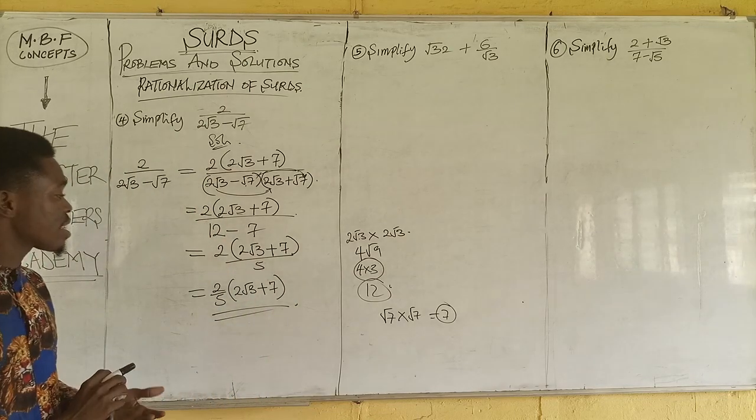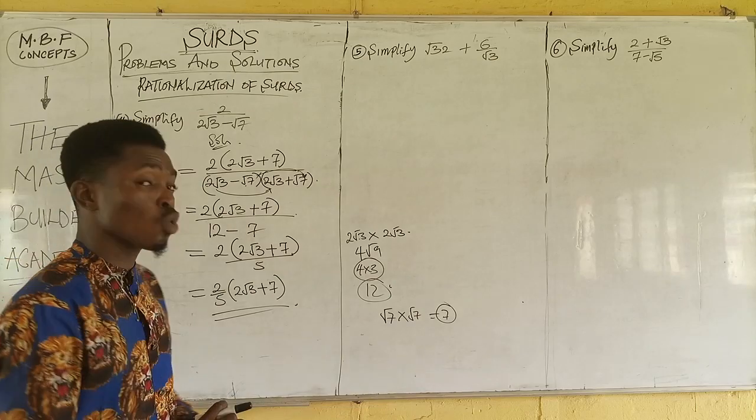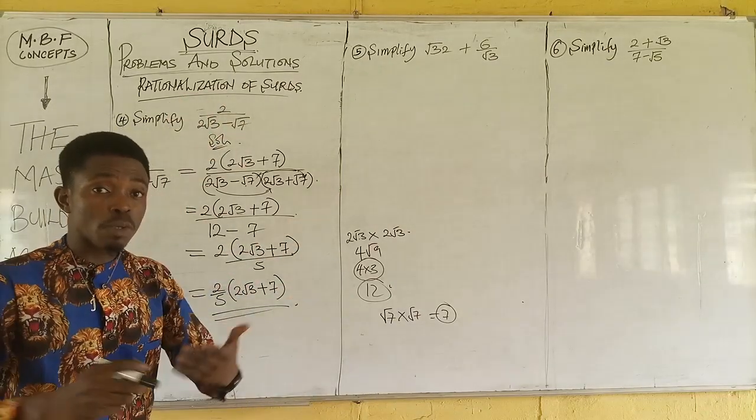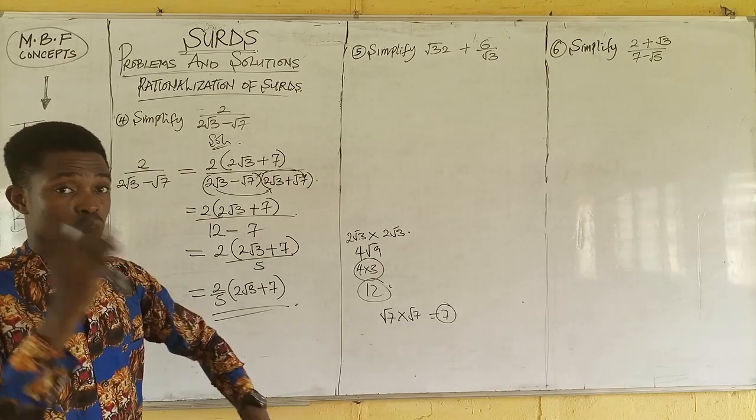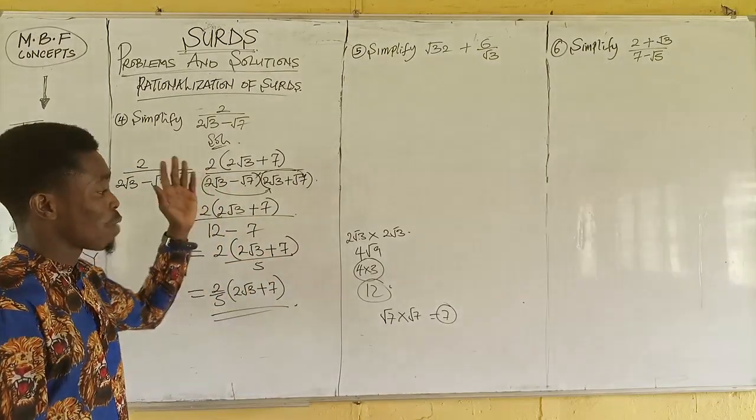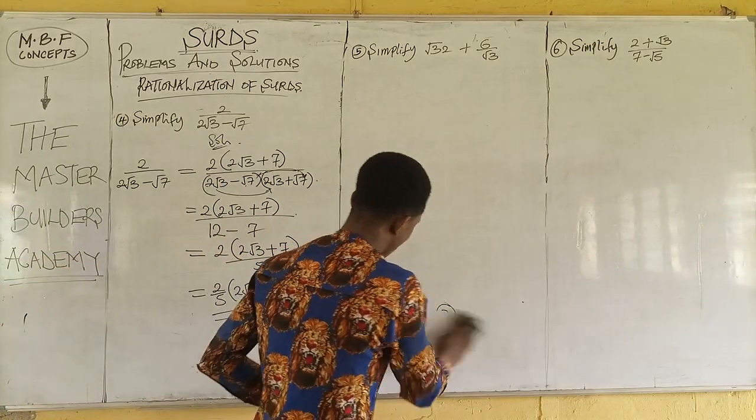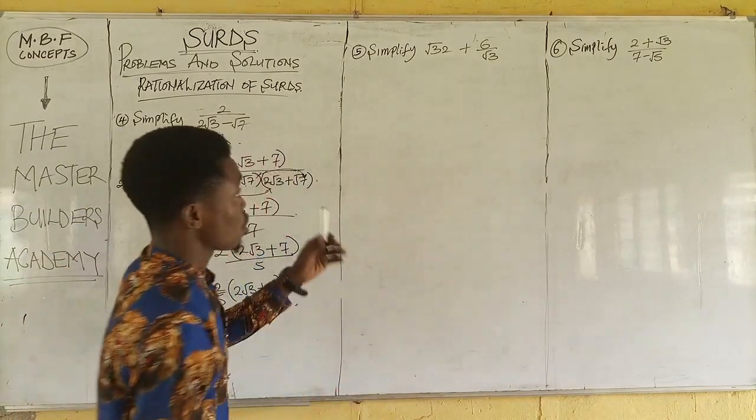And many of us are very scared, too scared. We are so scared when we see rationalization. It's not something you should be scared of. It's just for you to know principles. So the principles are what we are just explaining. Now let's take a look at this. This one is very, very simple compared to question number 4. Question number 5 is very simple.